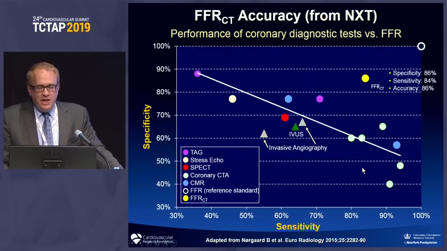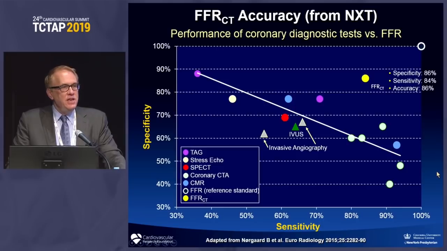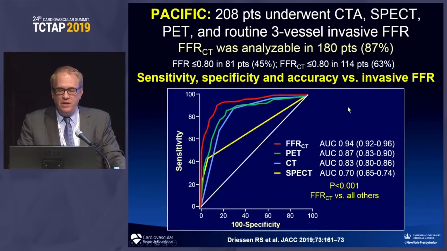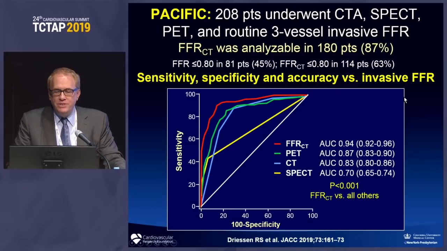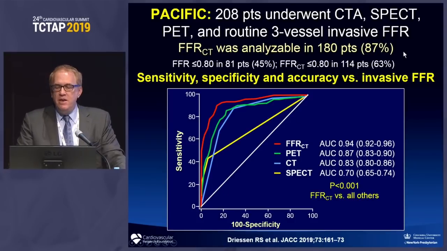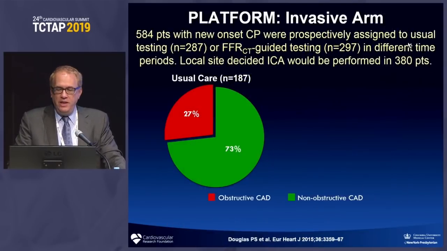So this has been studied extensively and compared to other non-invasive tests as a prediction for FFR, it seems to be the most accurate test with the highest sensitivity and specificity. Most recently, the PACIFIC trial was done. This was 208 patients who underwent CTA, SPECT, PET, and routine 3-vessel FFR. And so as a comparison to invasive FFR, you could see that FFRCT was better than PET, better than routine CT, and certainly better than SPECT in terms of area under the curve. So it's really good to predict what the FFR will be in the cath lab.